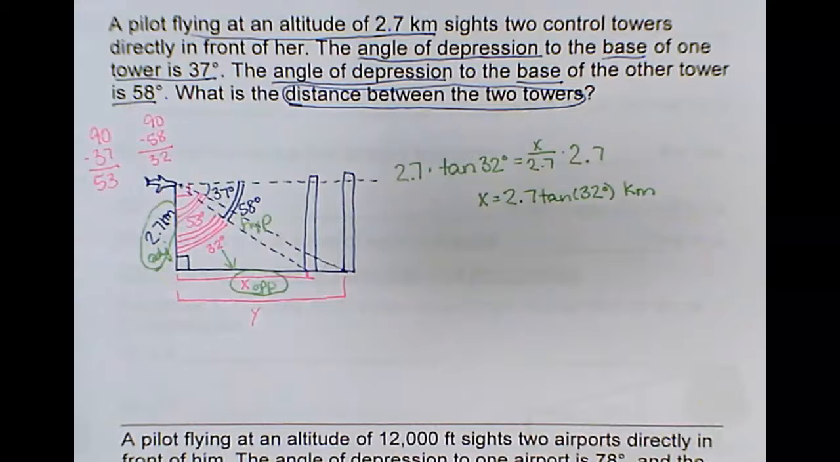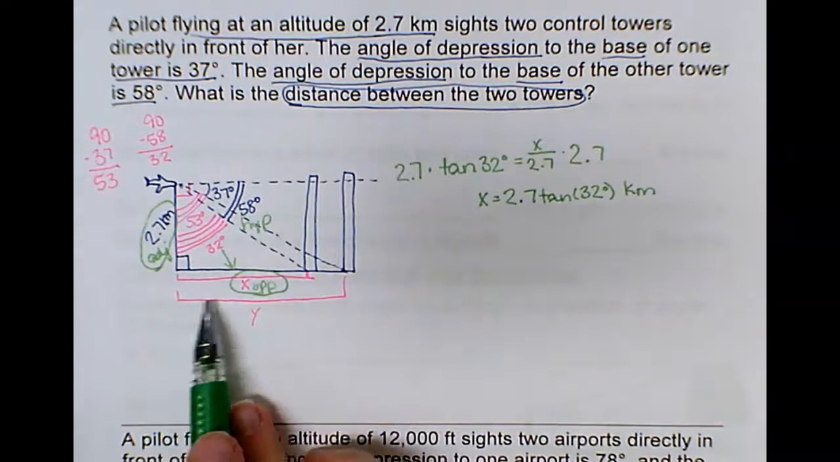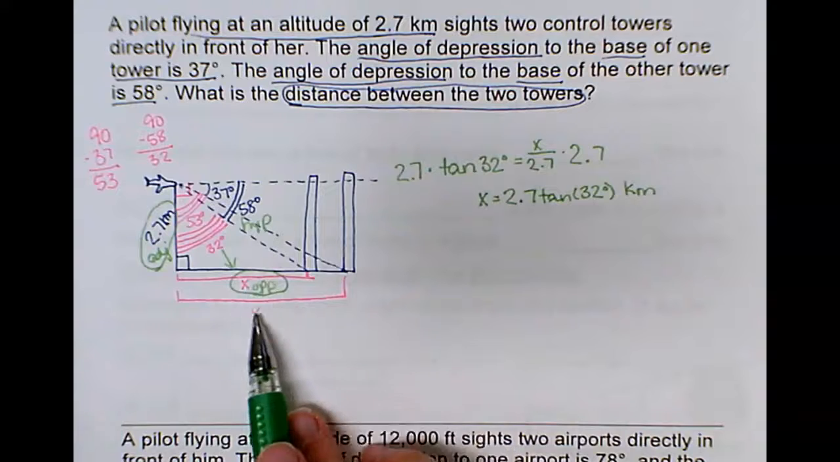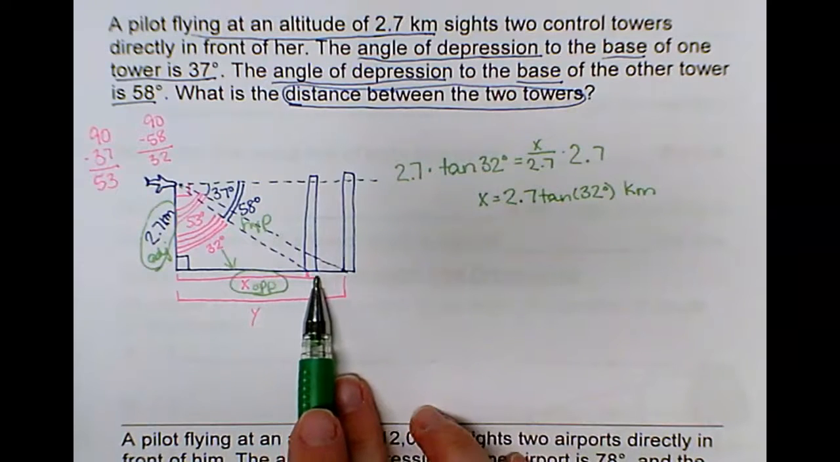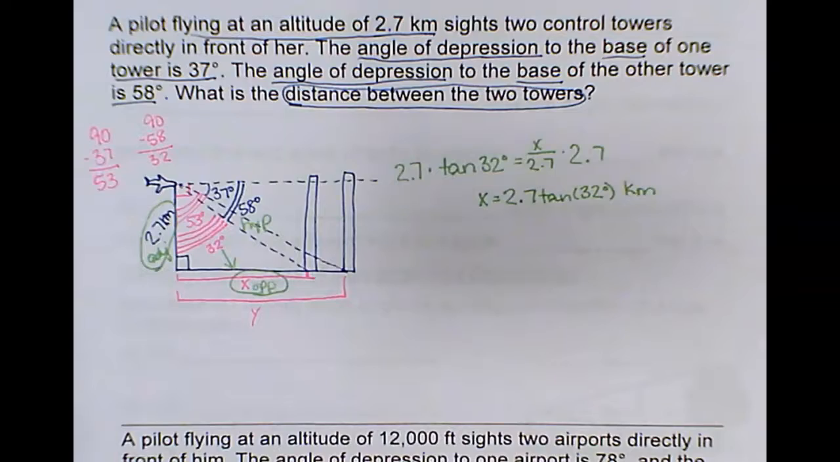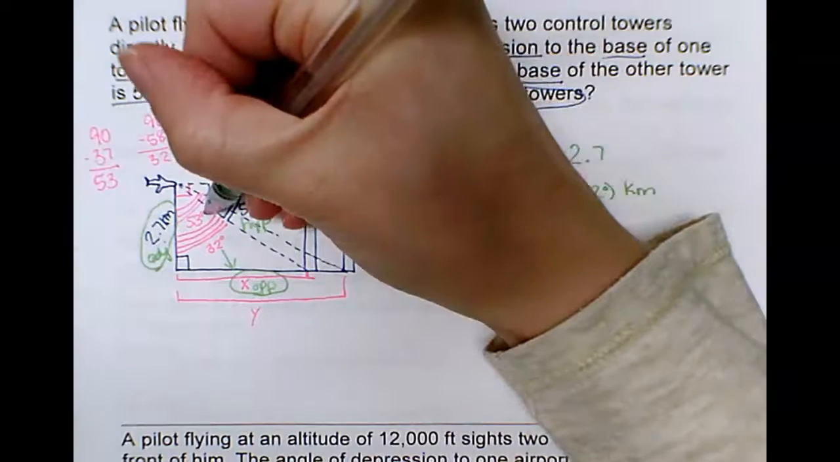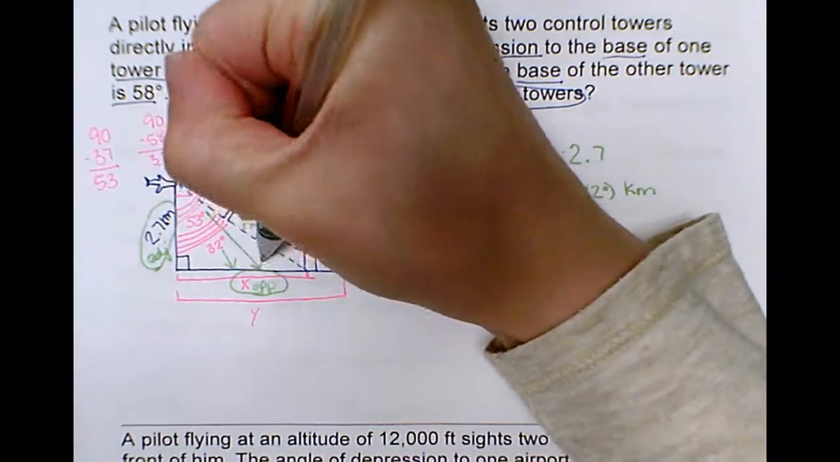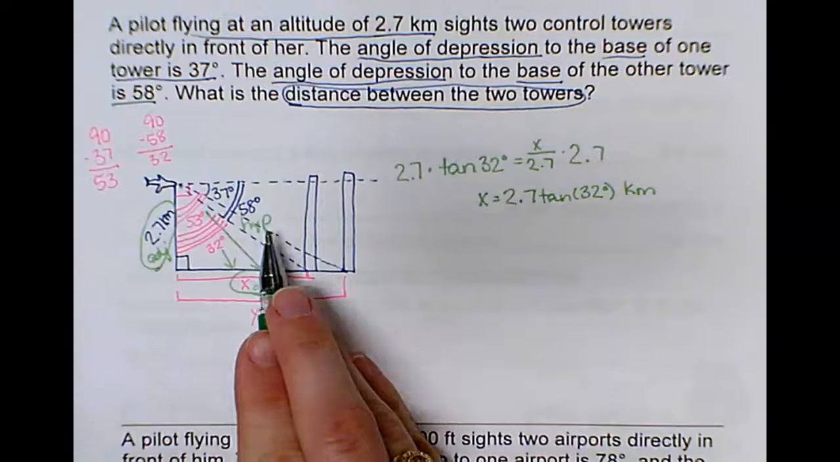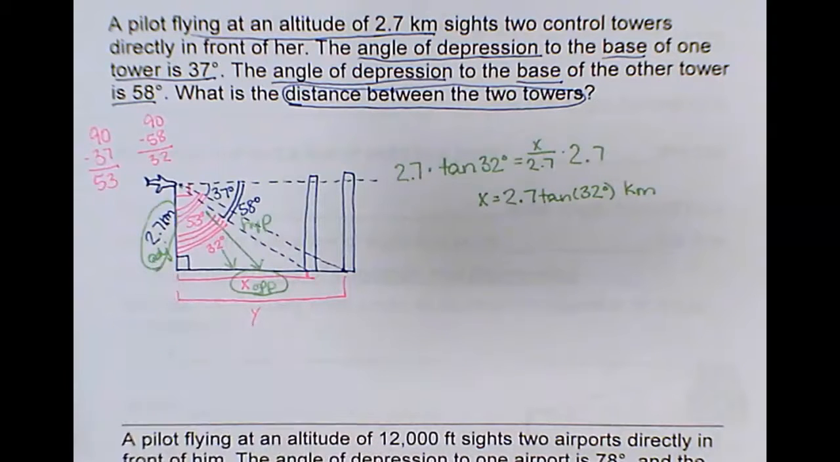So I have one distance. Now I need the other distance, y, so that I can take the x and the y values and subtract them and find this distance between the two towers. So again, I'm going to go from my angle of reference to my opposite side. This is still my hypotenuse. This is still my adjacent side, so that works out nicely.